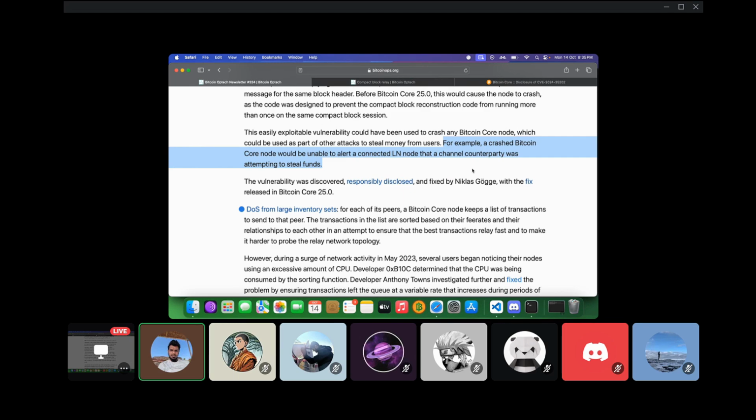So if your node, which is used to establish a channel, crashes, then you cannot accept payments. You cannot send or receive payments. But with Bitcoin, even if your node crashes, there are other nodes on the network through which you can receive payments. But if your Bitcoin node is connected to your Lightning node and your Bitcoin node crashes, you can't receive payments on the Lightning node as well, right?